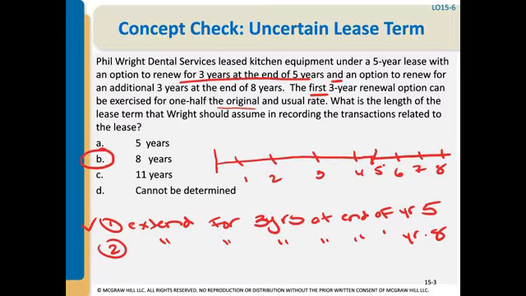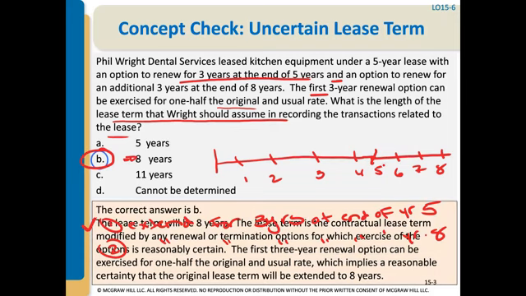That's what the length of the lease term should be when you record the transaction related to the lease. Because option number one is known when the lease commenced, that your rates will be cut in half after year 5, it's likely you're going to extend. So when you're doing your lease liabilities and right-of-use assets, and you need to present value your lease payments, you're going to use a number of years as 8, not 5.